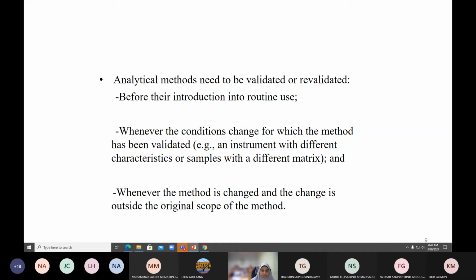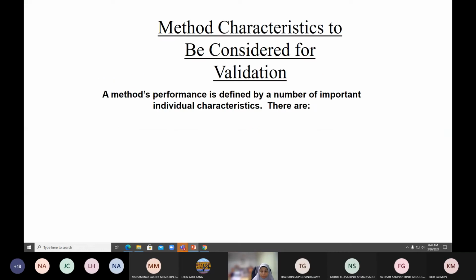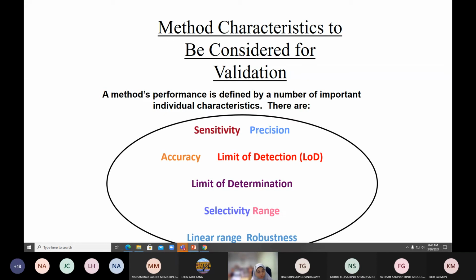Why? Because with any change of the method, a simple thing, your instrument will be different, your environment will be different. All these conditions will affect your method. So that's why we have to revalidate, to see how good your method is after revalidation. So this is the characteristic that your method should have. Your method should be sensitive enough, precise, accurate, have a low limit of detection, limit of determination, selectivity, range, and so on.